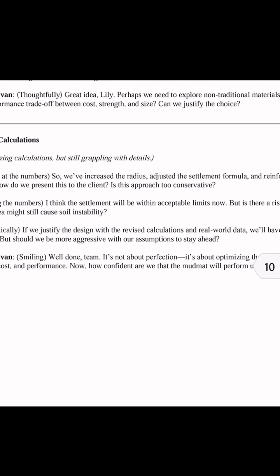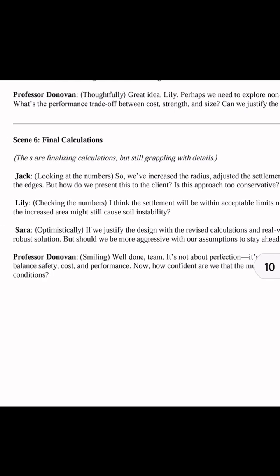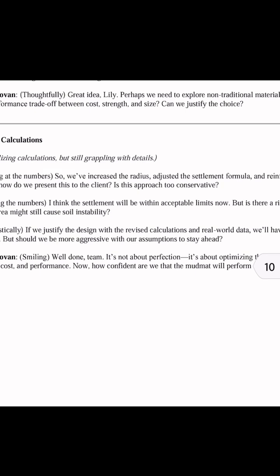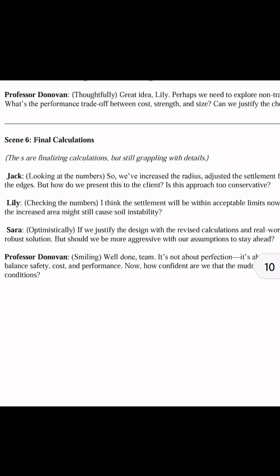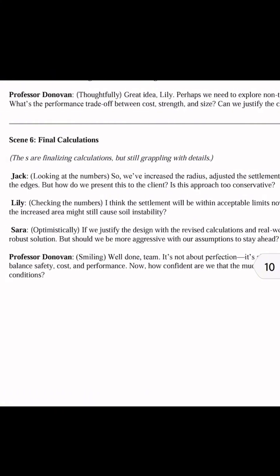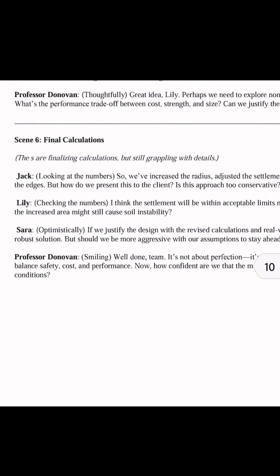So we have increased the radius, adjusted the settlement formula, and reinforced edges, but how do we represent this to the client? Is this approach too conservative? I think the settlement will be within the acceptable limits, but is there a risk that the increased area might still cause soil instability?